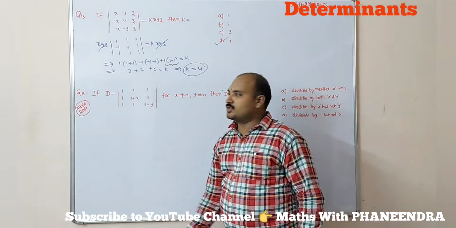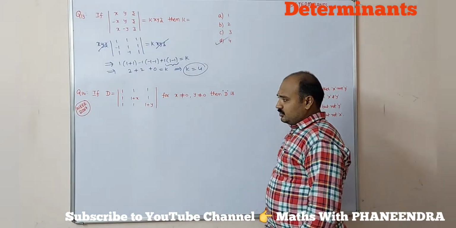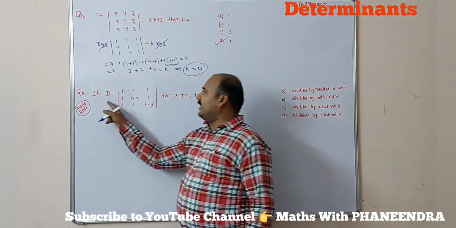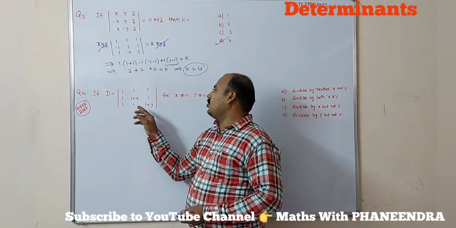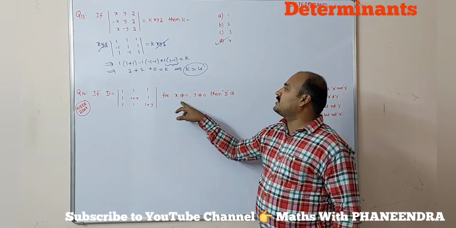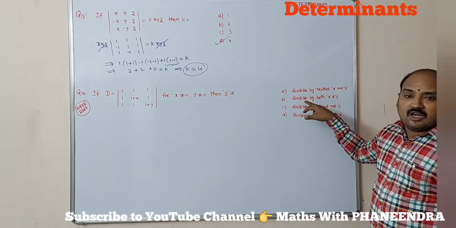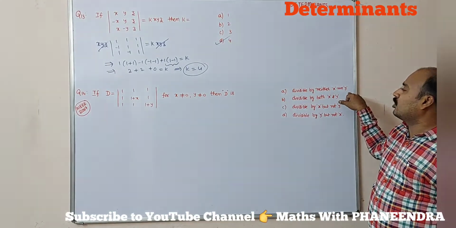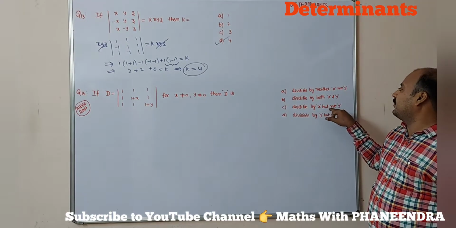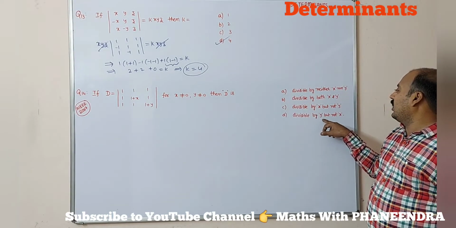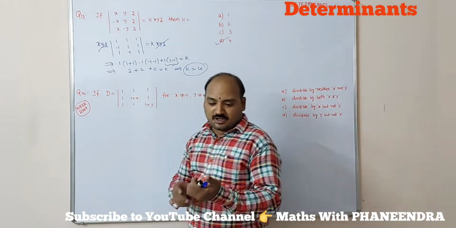We'll move on to the next question, which is given in the AICCC 2007. So determinant D equals 1, 1, 1, 1, 1 plus x, 1, 1, 1, 1 plus y. For x not equal to 0 or y not equal to 0, then D is, the options are: divisible by neither x nor y, divisible by both x and y, divisible by x but not y, divisible by y but not x. So first we need to simplify the given determinant.